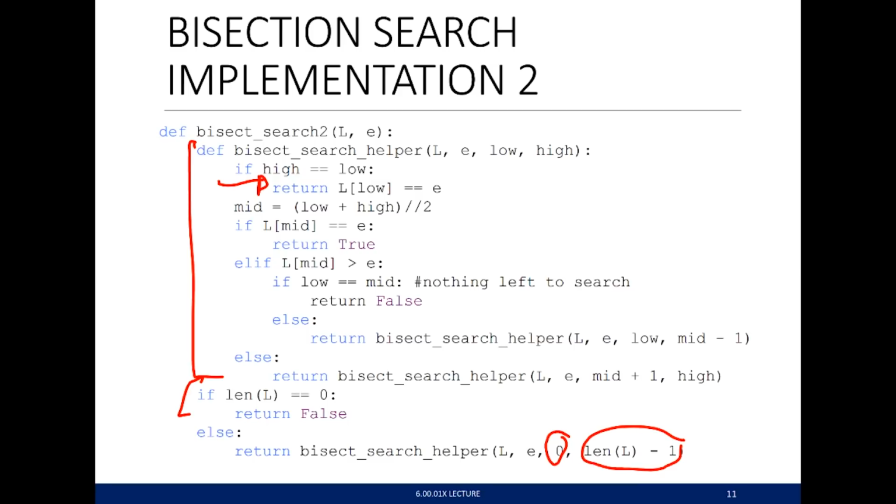Otherwise, I find the midpoint by taking the average of those two things. That's right, it says that's going to be halfway between low and high. If at the midpoint I have the thing I'm looking for, I return true. Otherwise, if the thing at the midpoint is bigger than what I'm looking for, then if there's nothing left to search, I just return false. Otherwise, I call it again with the same low point, but now my high point is reduced to the midpoint. I've thrown away half the things. And in the other case, I change my low point and keep the same high point.